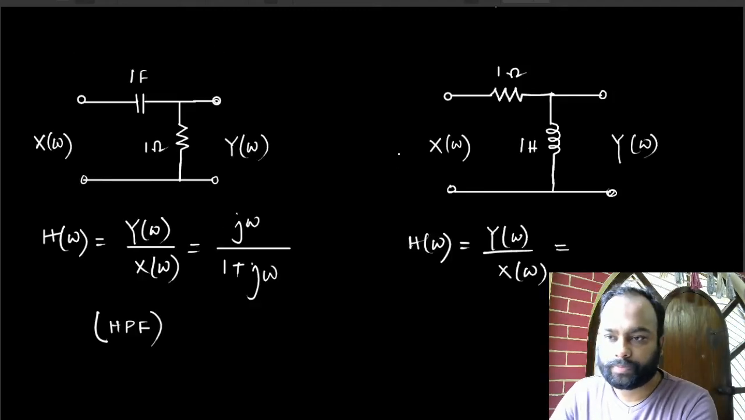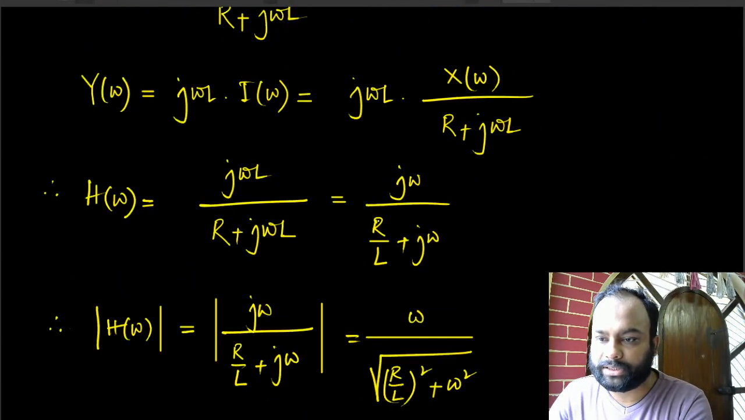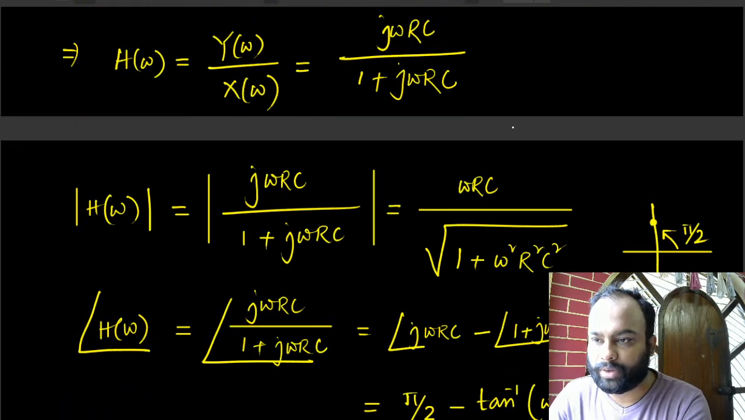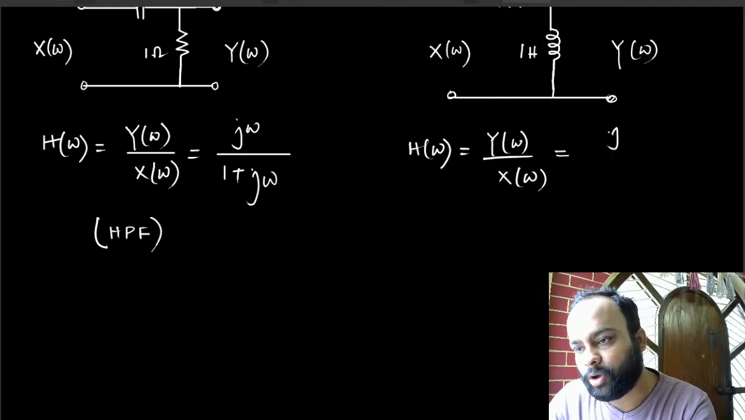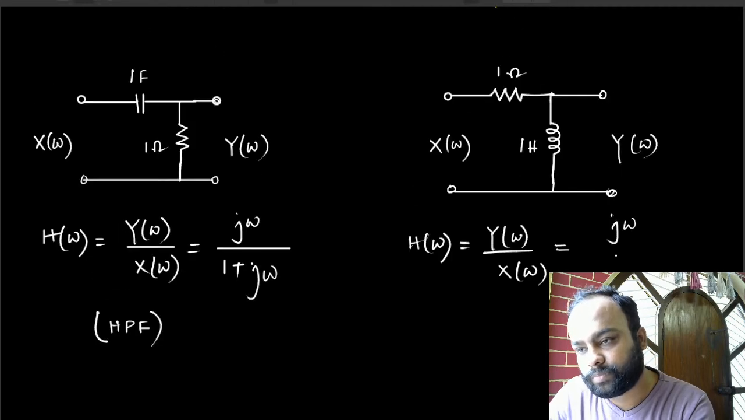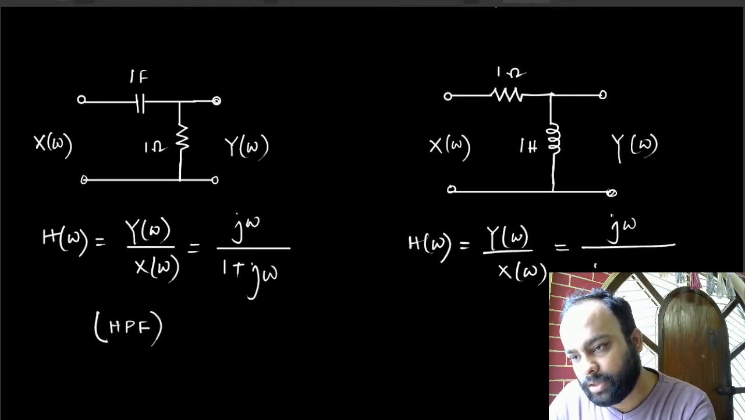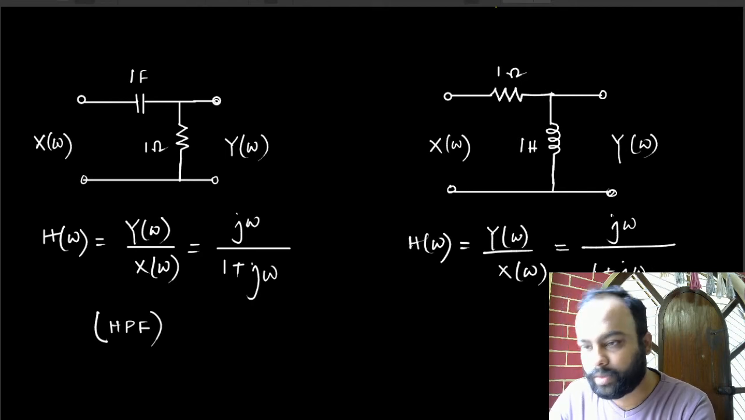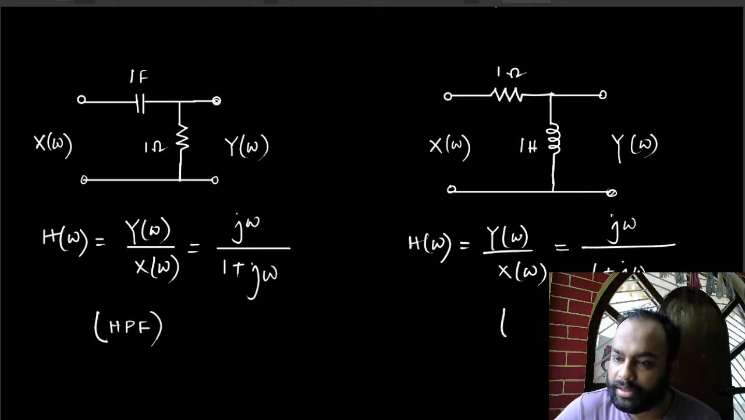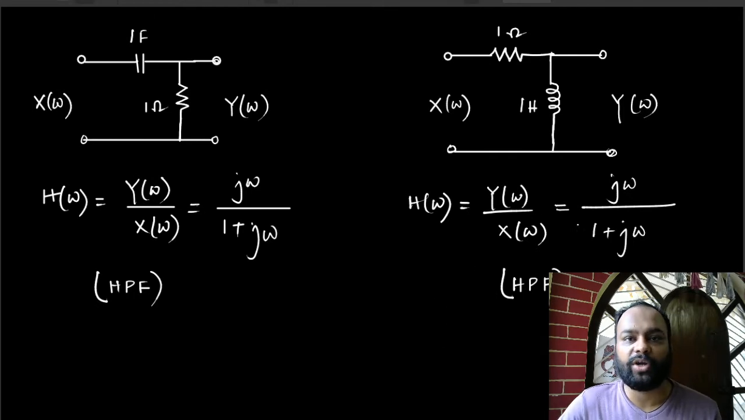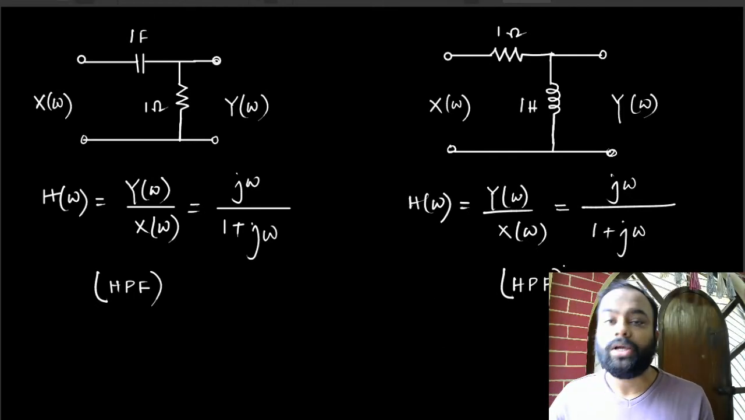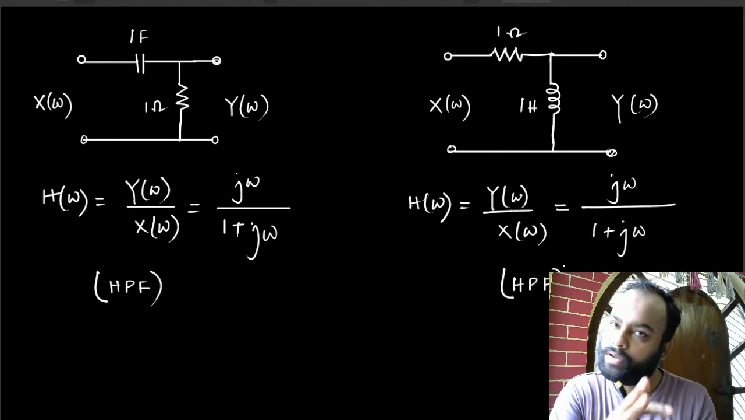This is equal to, again, what is H omega? J omega by this, just like this one, it was this. So here R equal to 1, C equal to 1, so both of them are 1. So similarly, this is going to be j omega by 1 plus j omega. So these would have the same frequency response behavior, and as such they will have the same impulse response, of course, because if we take the inverse Fourier transform of the frequency response, we get the impulse response. So they behave identically. You got the point, right?